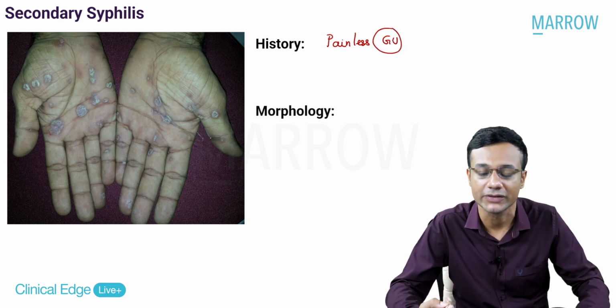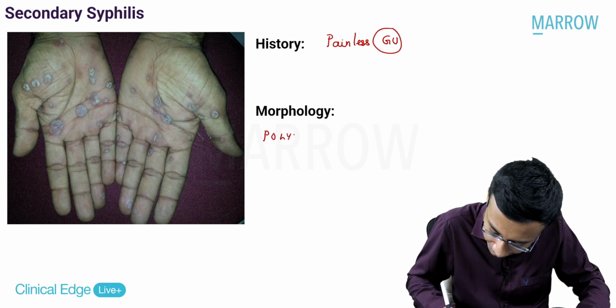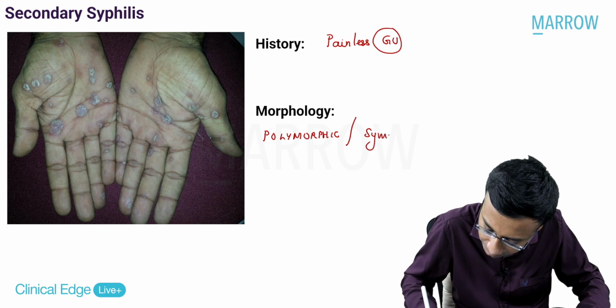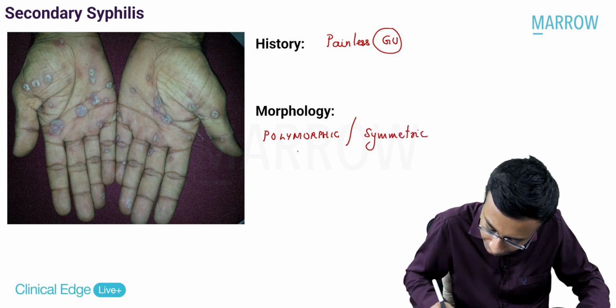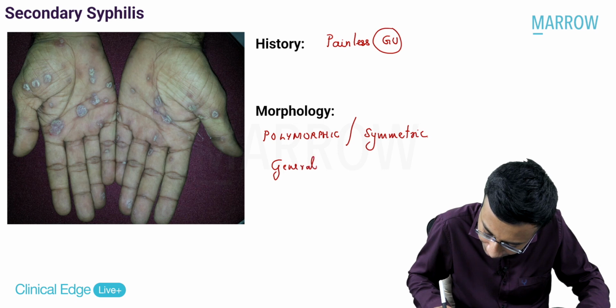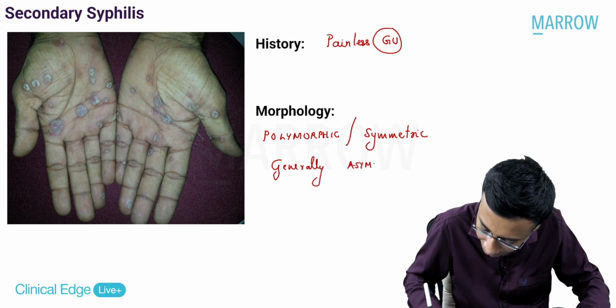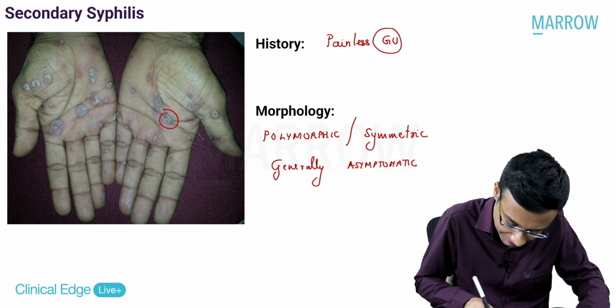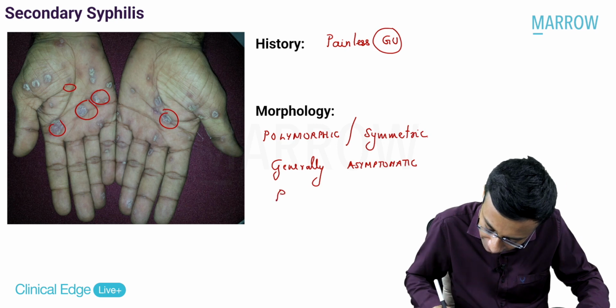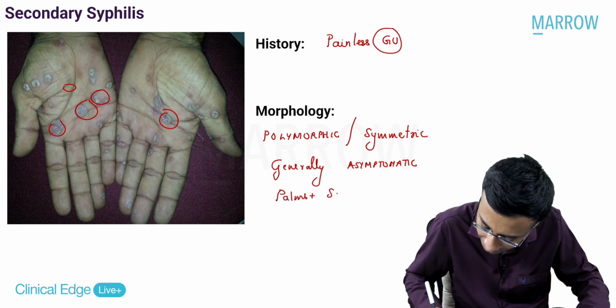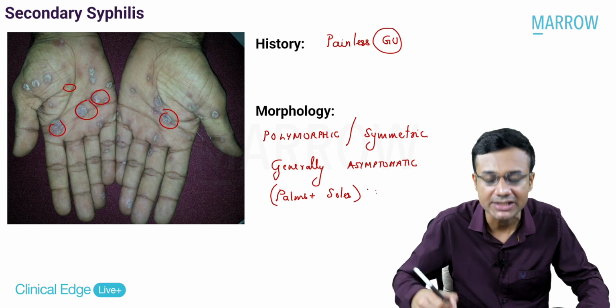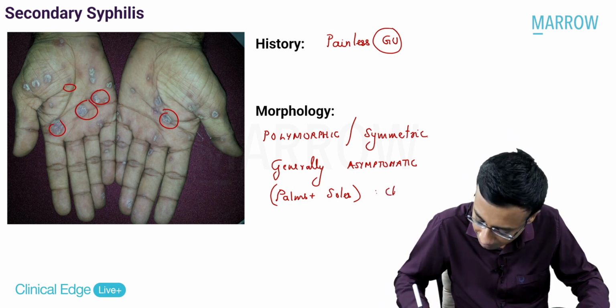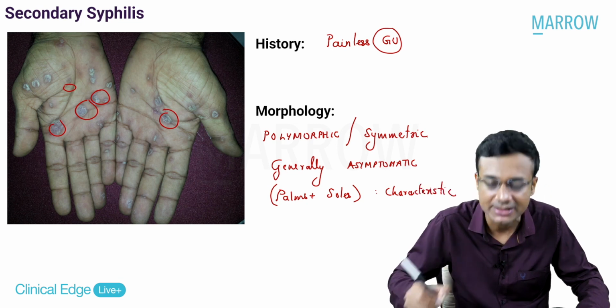And when you look at the morphology of the rash, you generally get a polymorphic rash. You get a polymorphic symmetric rash, generally asymptomatic, but please remember this point, that very characteristic involvement in the exam is going to be the involvement of the palms and sole. So please remember, almost every patient of secondary syphilis is going to be having the involvement of the palms and sole. That is very, very characteristic of secondary syphilis.